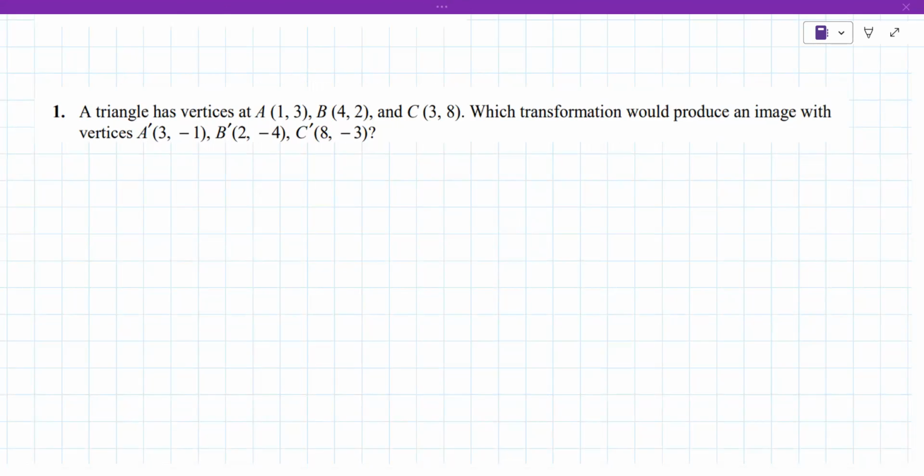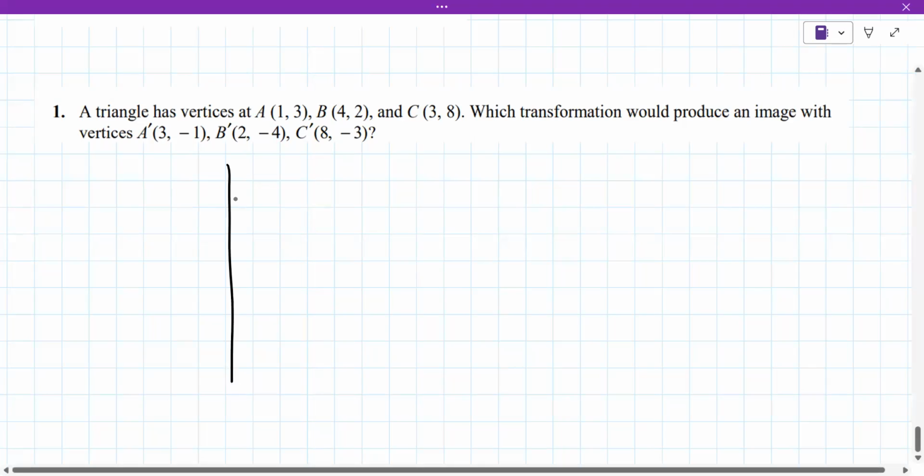Okay. A triangle has vertices. So I need to sketch it down. And I think also what I can do to make it easier, I have some graph paper. Hang on. Well, yeah, we're gonna run out of time. I didn't realize what time it was.